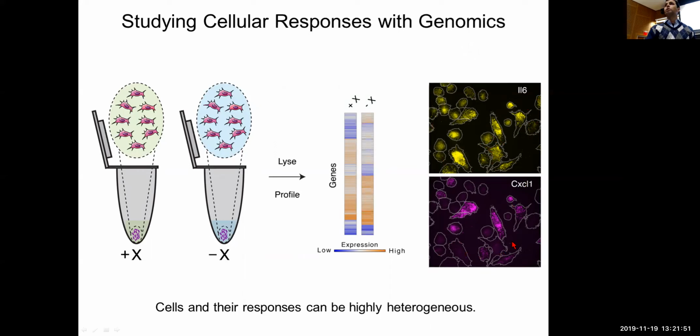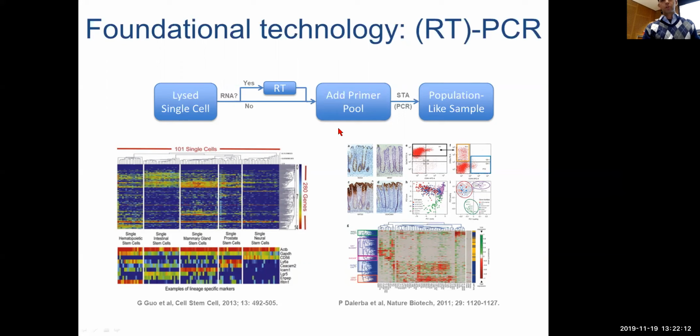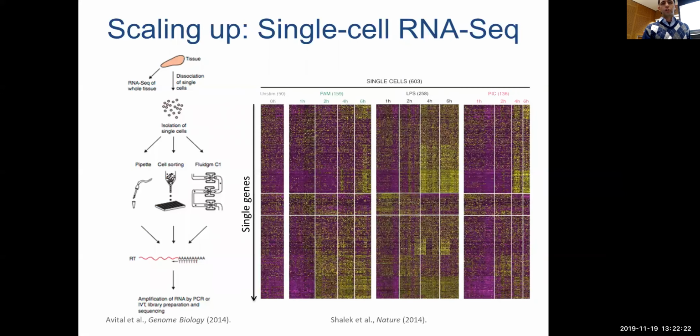And then the key technology behind this is PCR, so polymerase chain reaction. This amplification allows you to basically profile a large number of RNA molecules simultaneously. So the idea is that you lyse single cells, and then you add some kind of primer pool, and then you basically profile each cell individually. And that's what single-cell RNA-seq allows you to do. You're basically able to dissociate from your bulk sample. You can dissociate single cells.